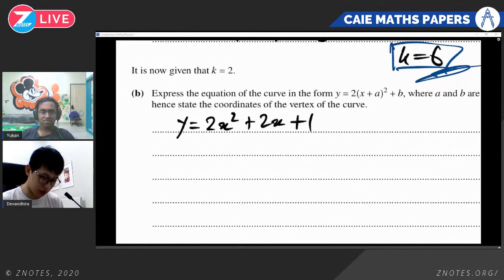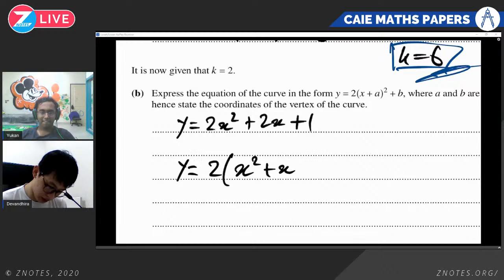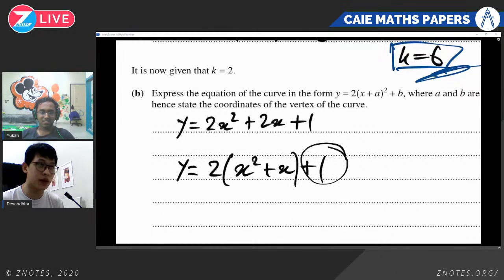This is called the completed square form. So I'll show you how to do it. First, we need to factor out the 2 here. We don't want any coefficient in the x squared. So we have 2 of x squared plus x plus 1. You don't have to factorize the 1. It's okay.